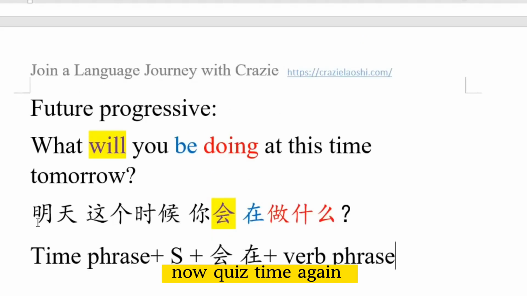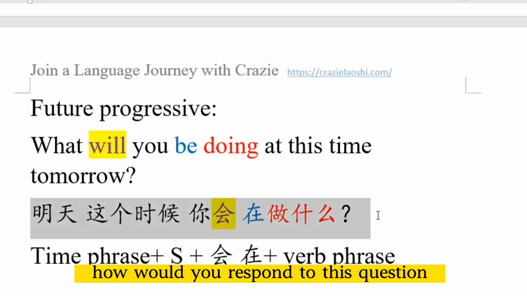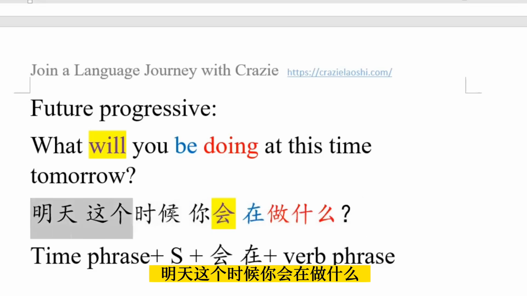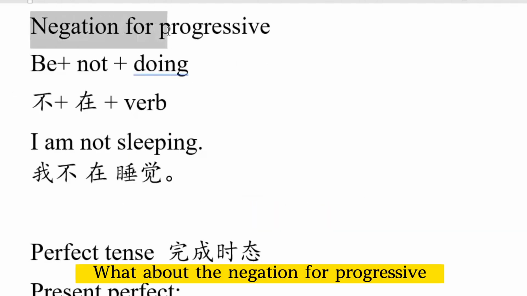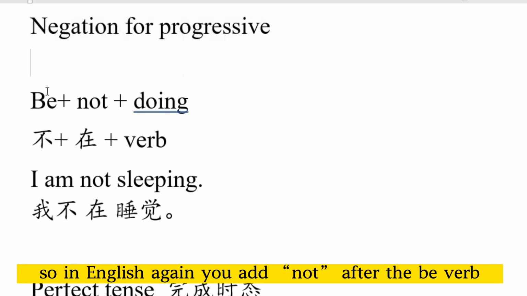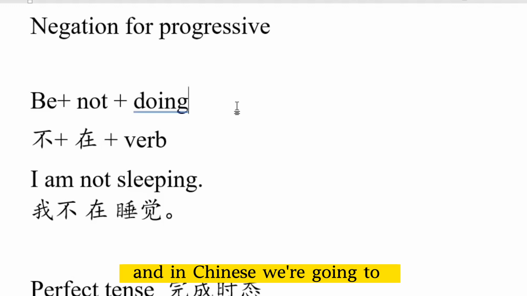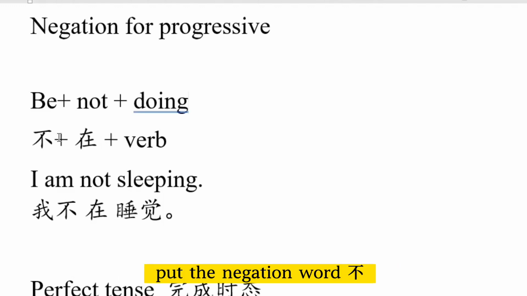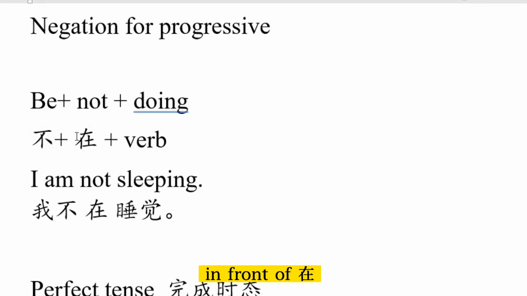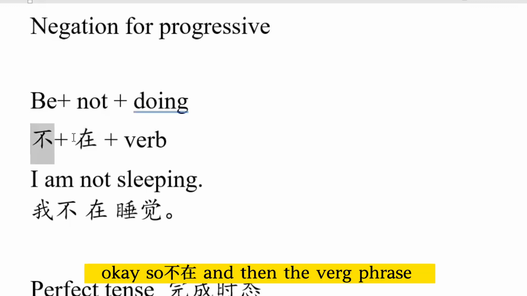Now, quiz time again. How would you respond to this question? 明天这个时候你会在做什么? What about the negation for progressive? In English, again, you add the not after the be verb, right? I am not eating. She is not crying. And in Chinese, we're going to put the negation word 不 in front of 在. Okay, so 不在, and then the verb phrase.